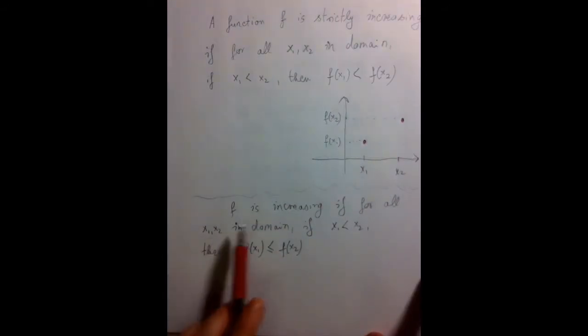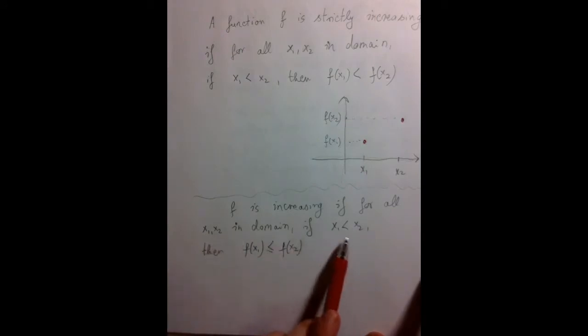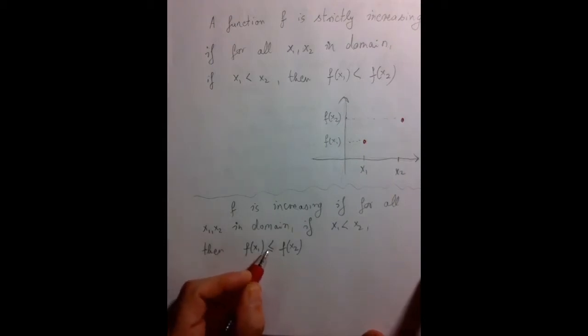f is increasing, not strictly, if for all x1 and x2 in the domain, if x1 is less than x2, then f of x1 is less than or equal to f of x2. The only difference between the two definitions is that less than or equal to is allowed, which makes for interesting things. For example, a constant line is increasing. We're not going to go over it, but we can very similarly define strictly decreasing and decreasing.